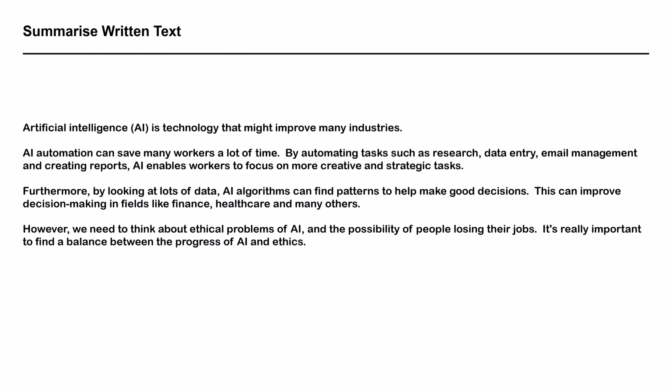Okay, so let's look at this sample question. Let's find the main idea in the first paragraph. Is there a main idea? Yes. Artificial intelligence might improve many industries. Next, are there 3 or 4 connecting ideas in other paragraphs? Let's see. AI can save workers a lot of time. AI can find patterns to make good decisions. AI has ethical problems, including people losing their jobs. Last, solution. Here it is. Find a balance between the progress of AI and ethics.